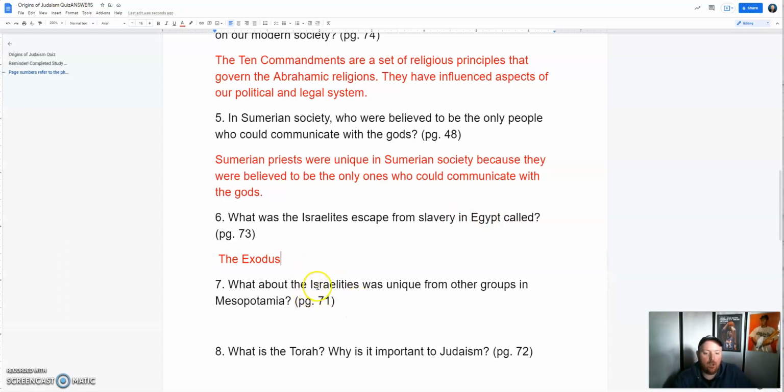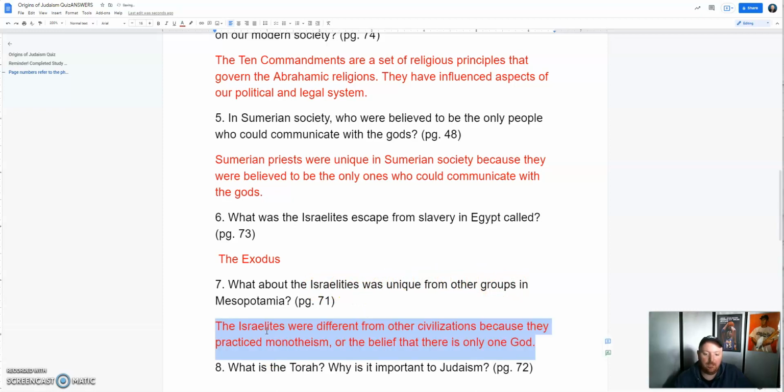Number 7, what about the Israelites was unique from other groups in Mesopotamia? That would be the Israelites were different from other civilizations because they practiced monotheism, or a belief that there was only one God. You got to remember, most of the religion at the time was polytheistic, right? They all believed in many gods, God of the wind and the sun and different things. And Judaism came around, and they were a monotheistic religion, and that was kind of a new idea.